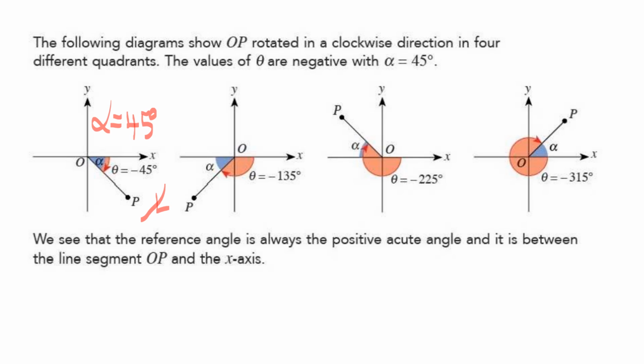So look at the second diagram. Your theta is negative 135 degrees, a negative angle. However, your alpha will still remain at 45 degrees. Look at the third quadrant. Likewise, alpha is 45 degrees. And in the fourth quadrant, alpha is 45 degrees. So in summary, alpha is a positive acute angle that is between the line OP and the x-axis.